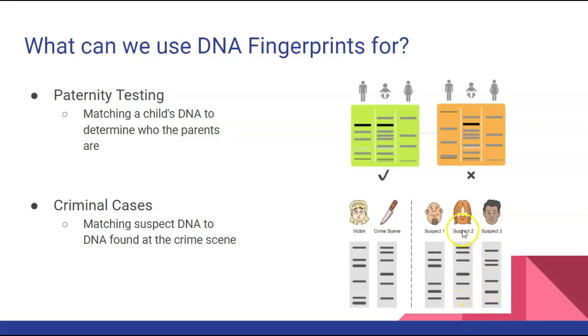Then you can determine which suspect actually has DNA that was found at the crime scene. In this case, it was suspect 2, and you can see that because this top band and second band match up, this thick middle band matches up, as do these last 2 bands. Actually, all of the bands match up, whereas suspects 1 and 3 do not have all matching bands.